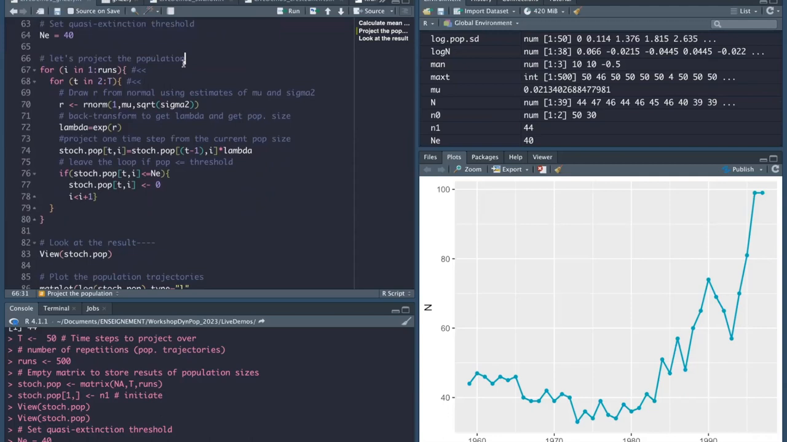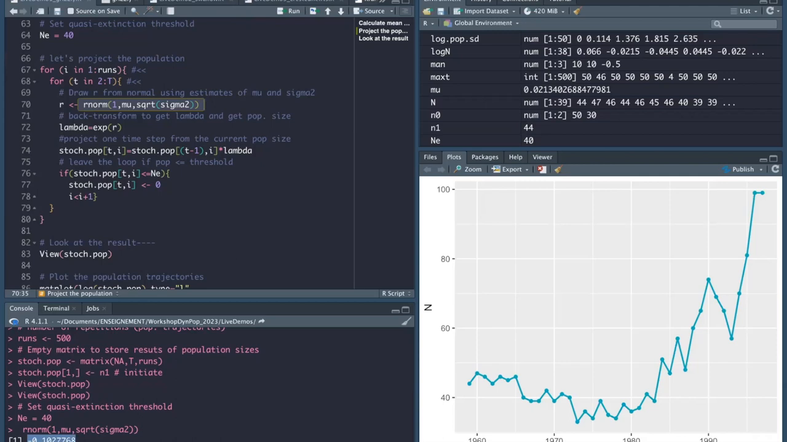For each run, for each year of the projection, we're gonna draw a random value from a normal distribution for the rate of increase. So let's try to just run one. You see, for this year, it's minus 0.1. So that would be a bad year for this simulated population, because the population would decrease just a little bit. Then we calculate the lambda and we iterate the population by multiplying population size at time t minus one by lambda to get population size at time t. Okay, let's do it.